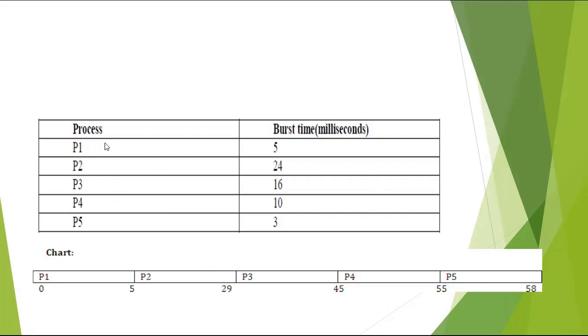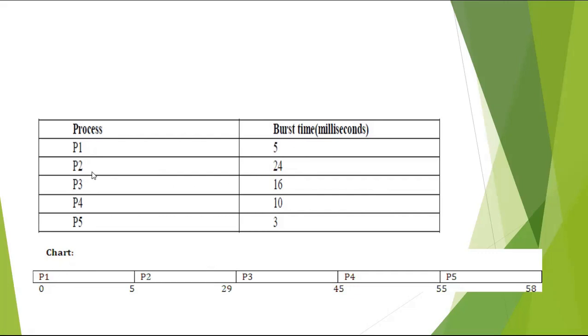So first the process which will get inside will be the P1 process. The P1 process will get inside at 0 milliseconds. It will execute till its complete burst time. Its burst time is 5. So P1 will execute from 0 to 5. Till that time the CPU is allocated only to the P1 process.